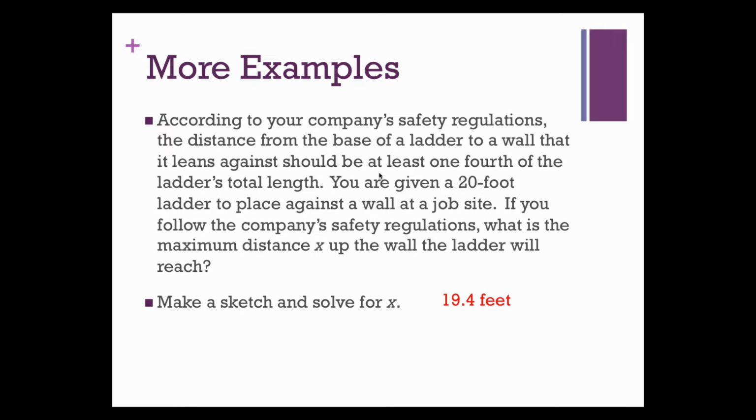Okay, the ladder is 20 feet, therefore that's the hypotenuse. The bottom would be 5, because that's 1/4 of 20. Solve for the other leg. X squared plus 5 squared equals 20 squared. You get square root of 375, which is 19.37 or 19.4. We good? Awesome.